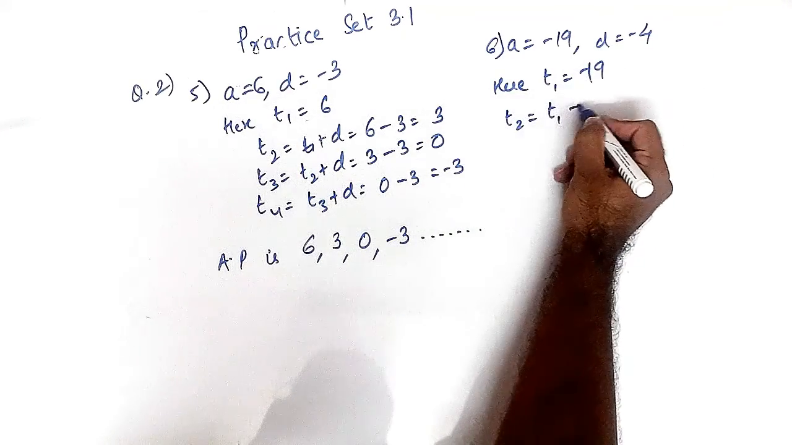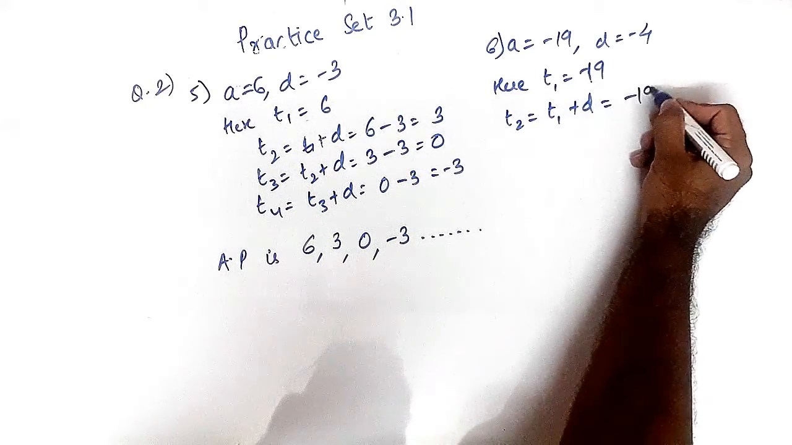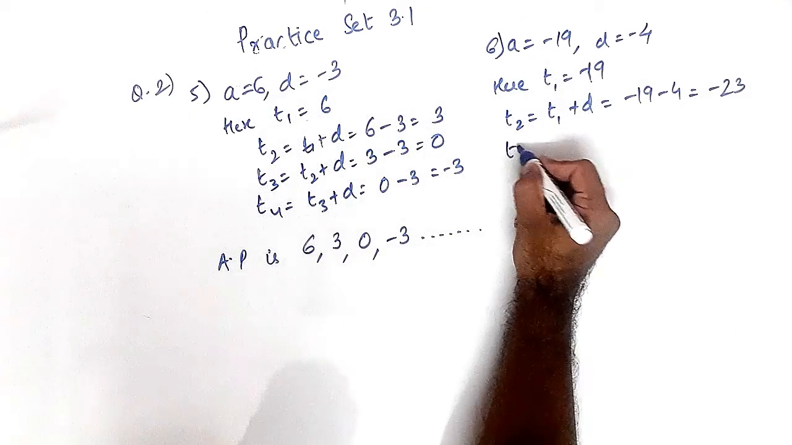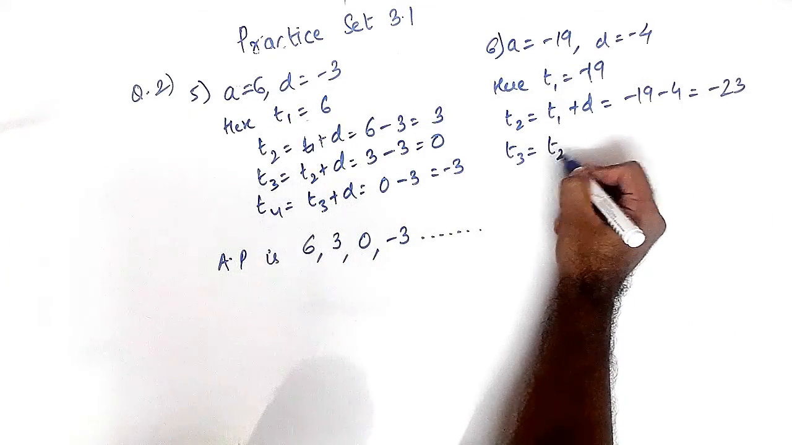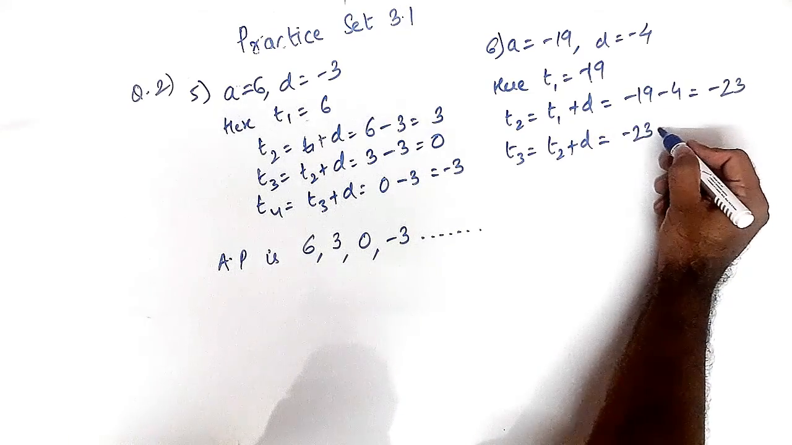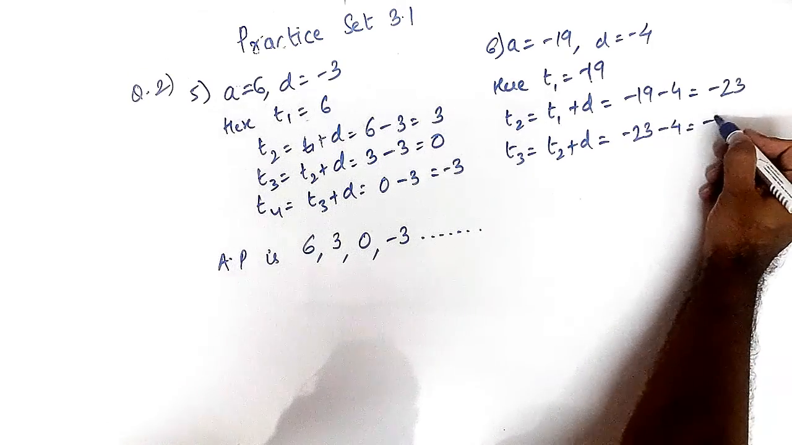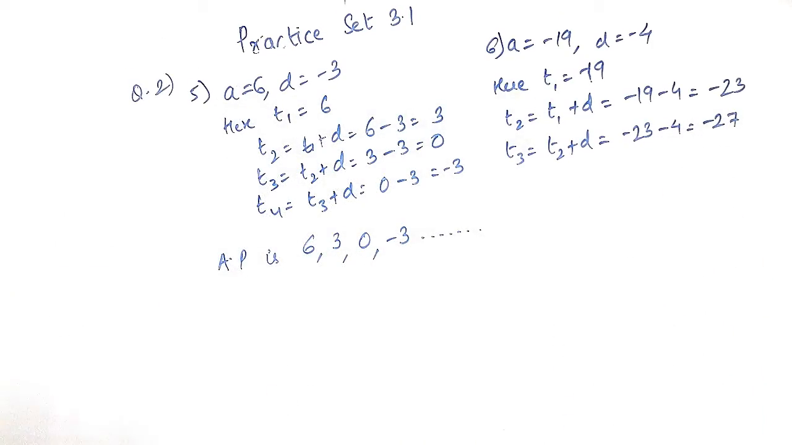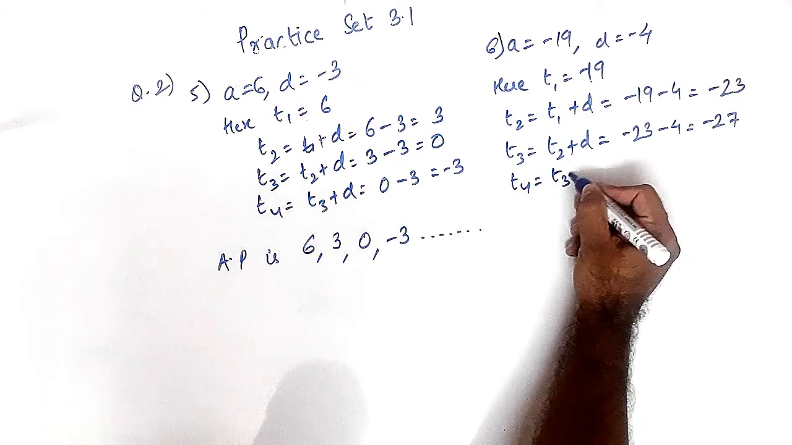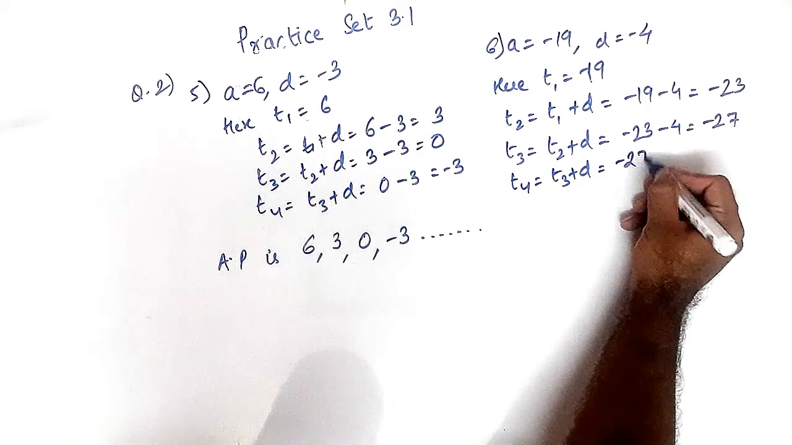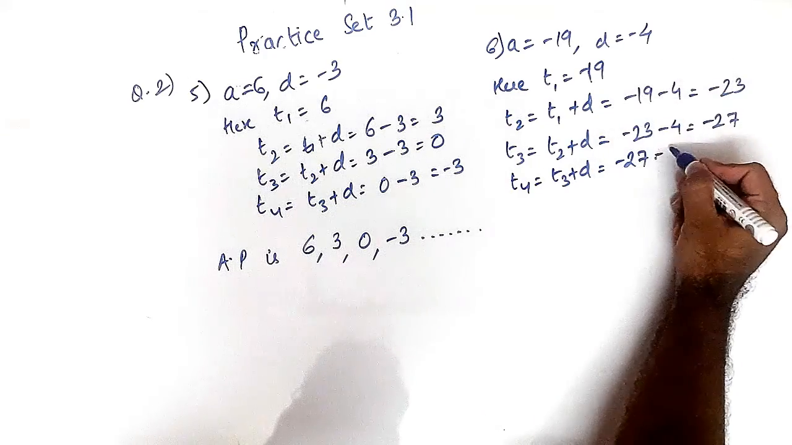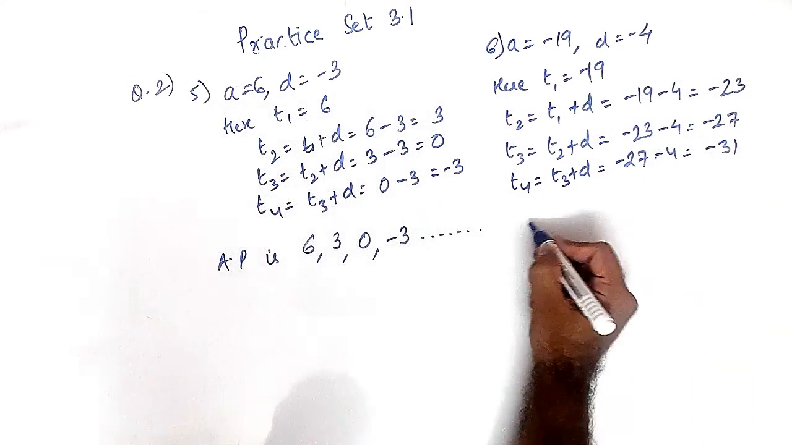T2 is equal to T1 plus D. Minus 19 plus minus 4, so minus 23. T3 is equal to T2 plus D. Minus 23 minus 4, so that is minus 27. Okay. T4 is equal to T3 plus D. So minus 27 plus, or I'll straight away write minus 4, so that comes to minus 31.